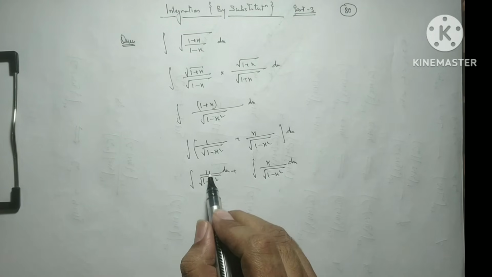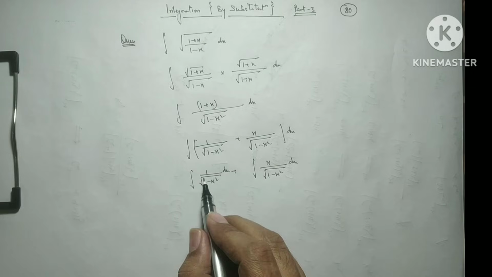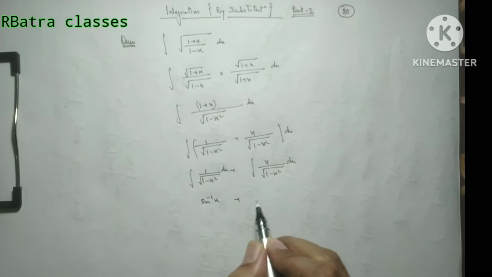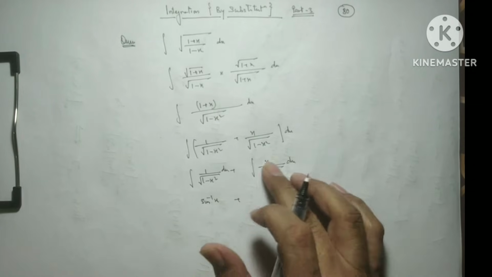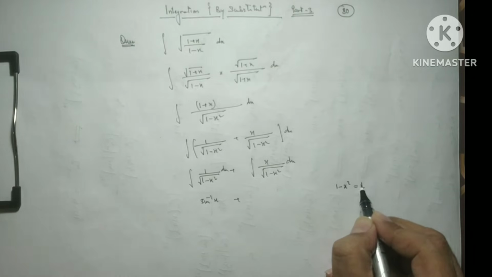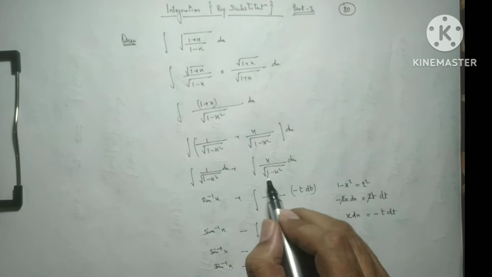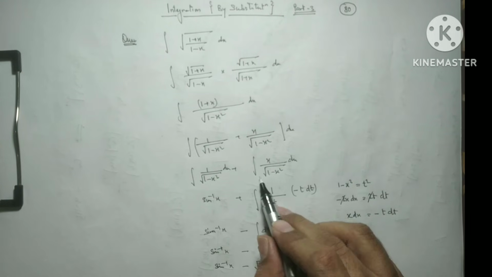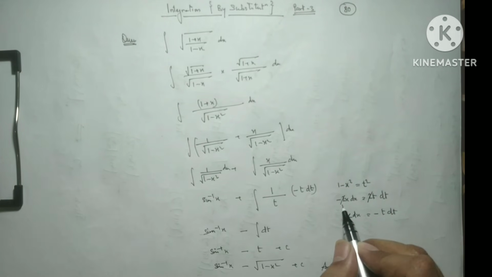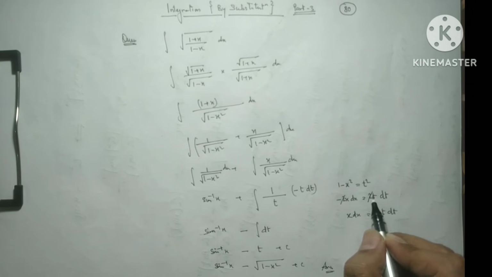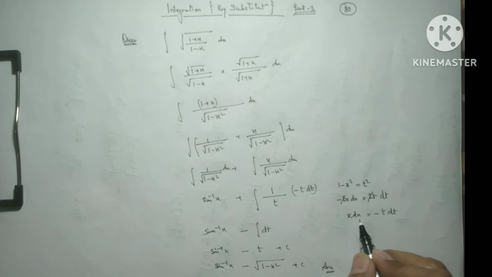So this is the standard function. We can write its result, that is sine inverse x, plus in case of second we will substitute 1 minus x square as t square, because this is an under root, so we will consider it as t square. That's why under root will be easily resolved. Now on differentiation we get minus 2x dx, and this is 2t dt. 2 will be cancelled out, so it is x dx equals to minus t dt.